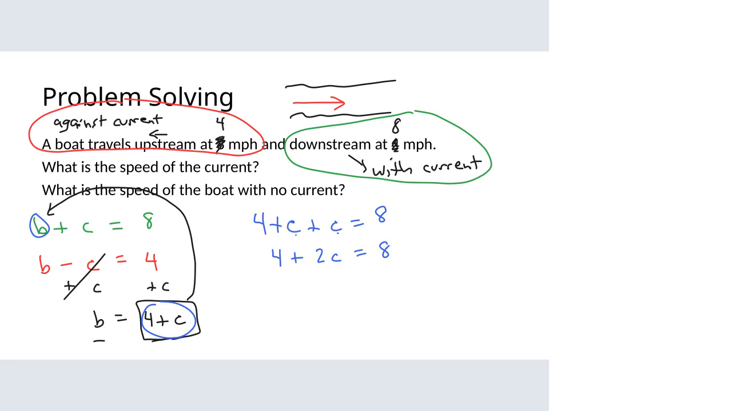Just a little reminder of solving equations. I'm trying to get c by itself. So I need the term with c by itself. So I need to peel this onion from the outside. So the first thing we're going to get rid of is that 4. What do I need to do to both sides to get rid of that 4?